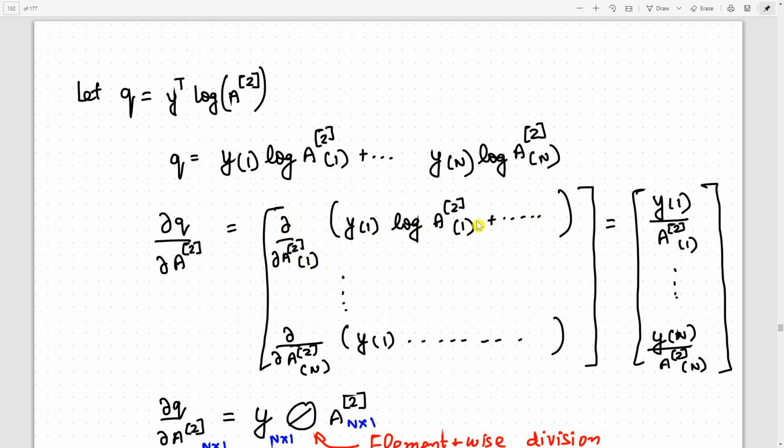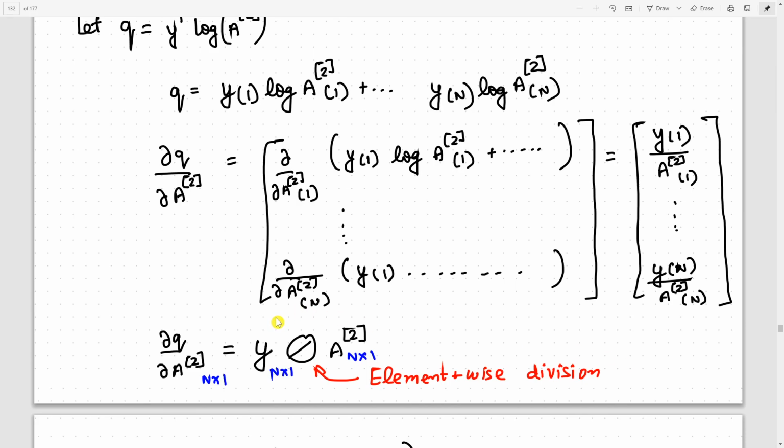So the first row is calculated as y1 over a21. If you keep continuing this set of calculations for all the n examples, this will turn out to be a vector of the following format, down to yn divided by a2n. In essence, we can write this more conveniently: del q by del a2, which is now an n cross 1 dimensional vector, is y element wise divided by a2. So each element of y, the ground truth, is divided by each element of the prediction a2. You have n elements in both of them, and this symbol is for element wise division.